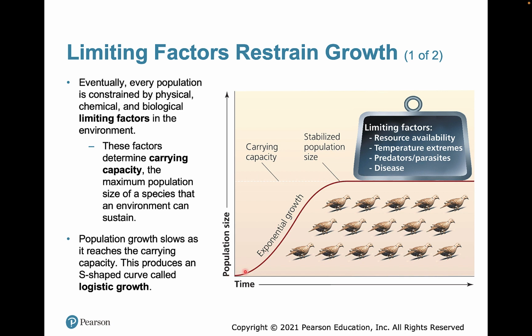So exponential growth is going to happen until those limiting factors start to come into effect, to play a role, and then the population levels out. Okay? As the population levels out when it approaches carrying capacity, it goes from a J-shaped curve to an S-shaped curve. This is called logistic growth. Okay? Now, I have a problem with this graph, so I added my own on the next slide.